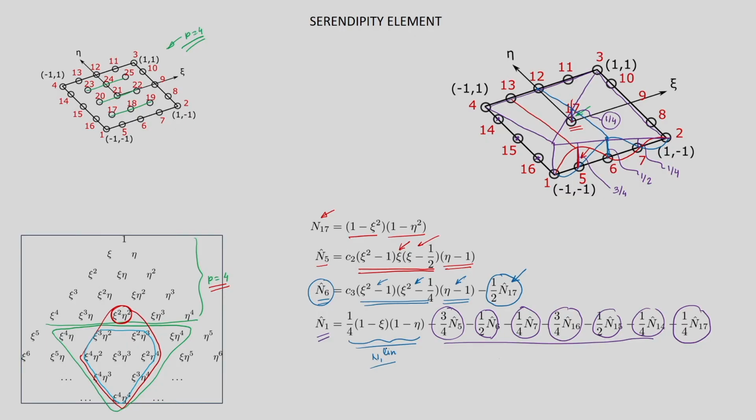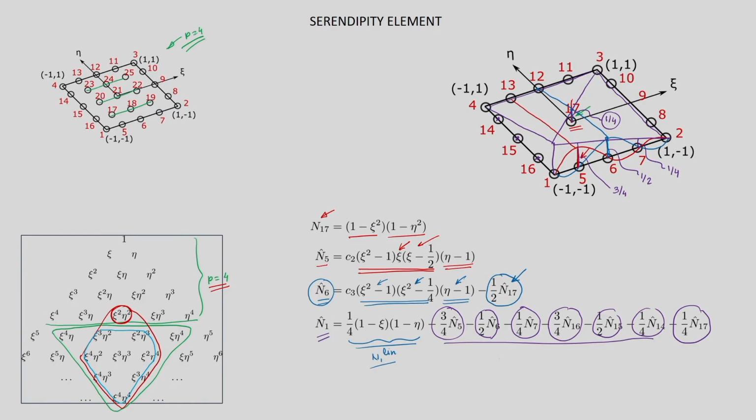You can understand why we started with N17 and then went to the shape functions corresponding to the sides of the quadrilateral element, and finally calculated the shape functions at the corner nodes. Following this way we can go ahead and construct all the phi i's for p equal to 4. So, it can be understood that for p greater than or equal to 4, all the serendipity elements will have internal nodes.